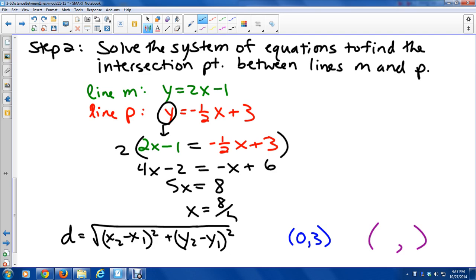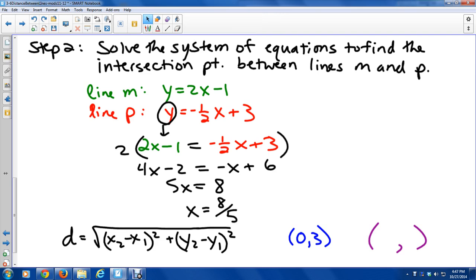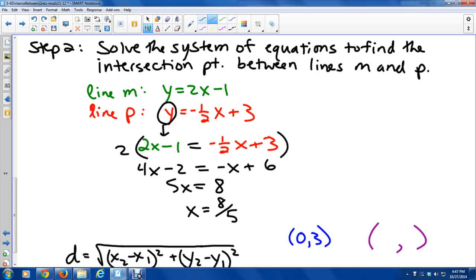And you're going to think you did something wrong because you're getting a fraction answer. That's okay. Fractions are allowed. I'm getting x is equal to 8/5 as my first answer, or part 1 of my solution. Remember, I'm trying to find a coordinate point. Now let's go back to one of our two equations.